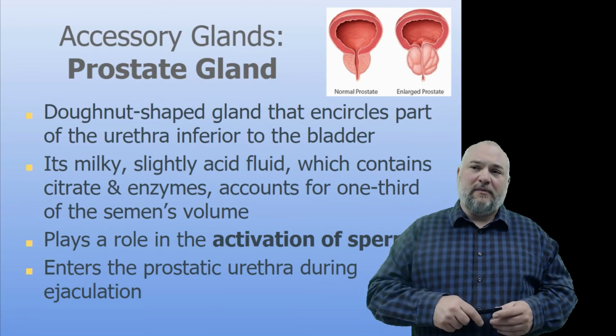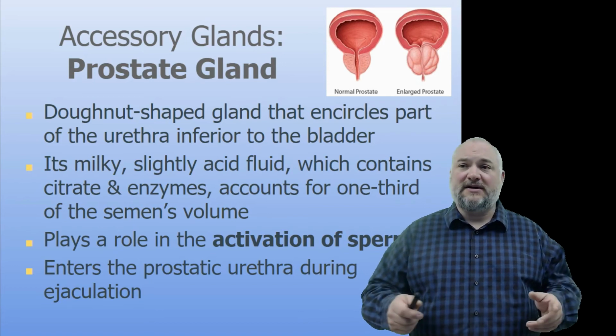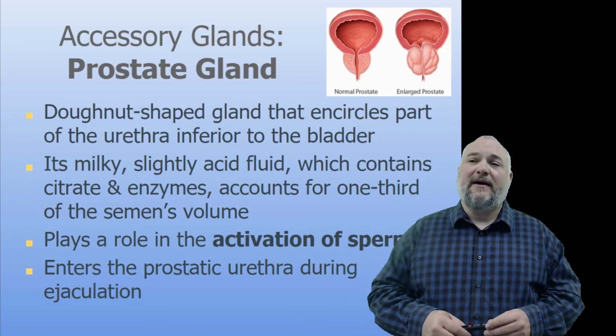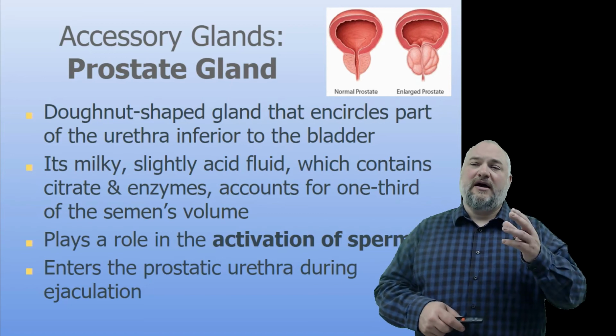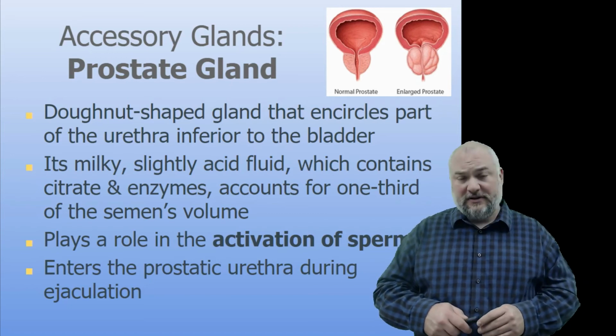On the right in that upper picture, you can see an enlarged prostate, or a prostate with maybe prostatitis, and you can see how that can close off the urethra and make it difficult to urinate, which we talked about in the last unit.